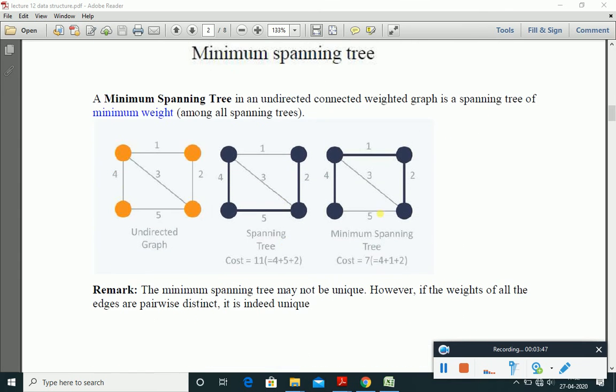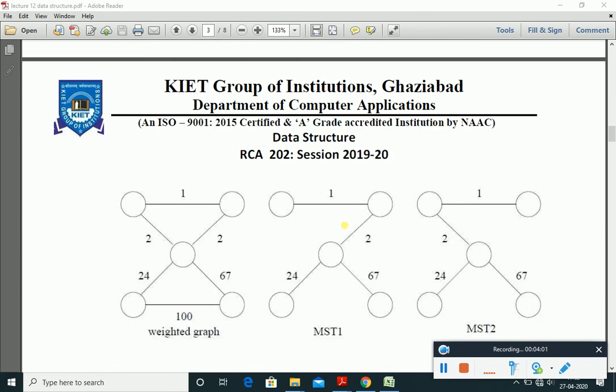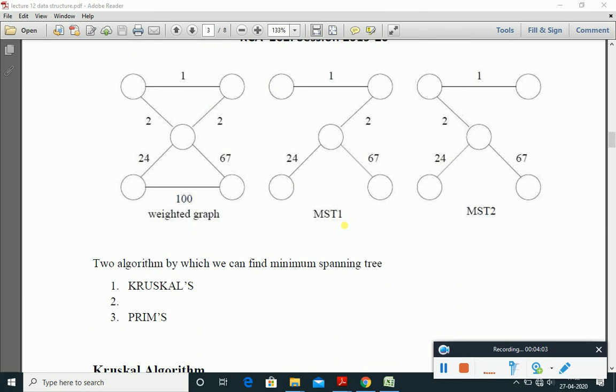Have a look at one more example. This is the given graph. We have made two spanning trees. One spanning tree has cost 11, the second has cost 7. So we will say this is the minimum spanning tree of this graph. How can we find that? There are two algorithms: Kruskal's algorithm and Prim's algorithm. With the help of these two algorithms, we can find the minimum spanning tree of a given graph.